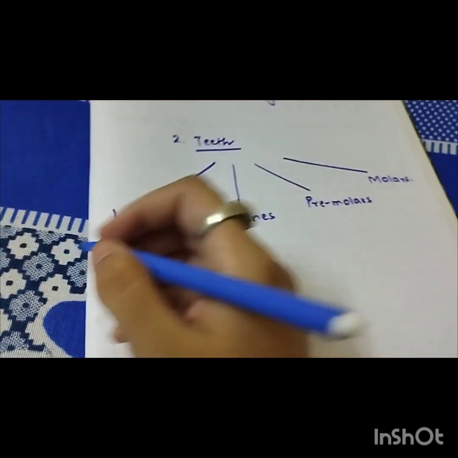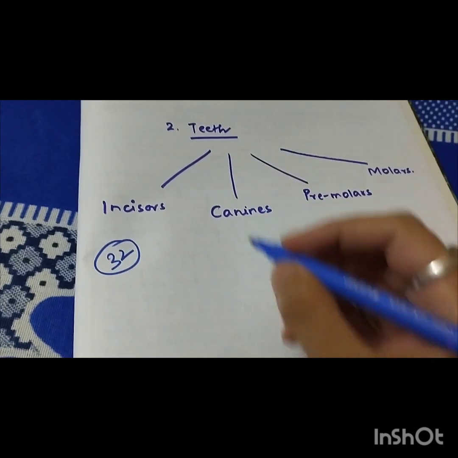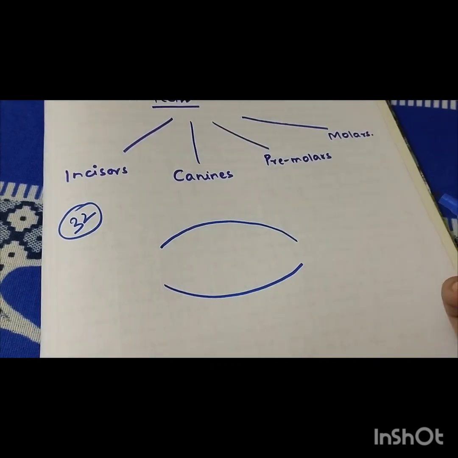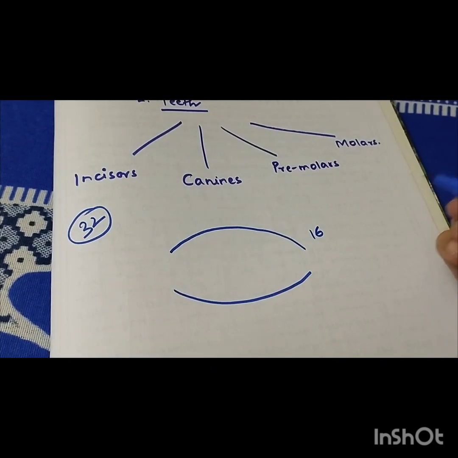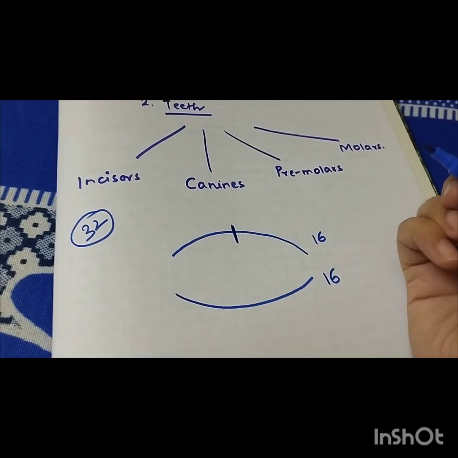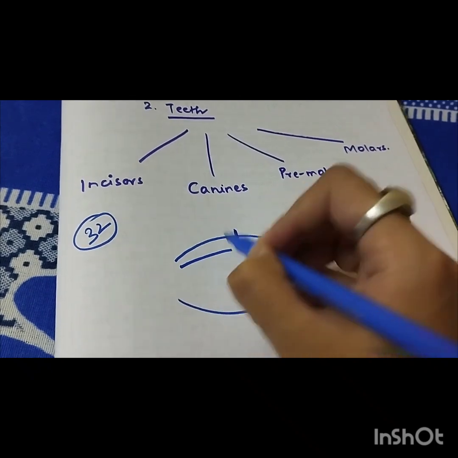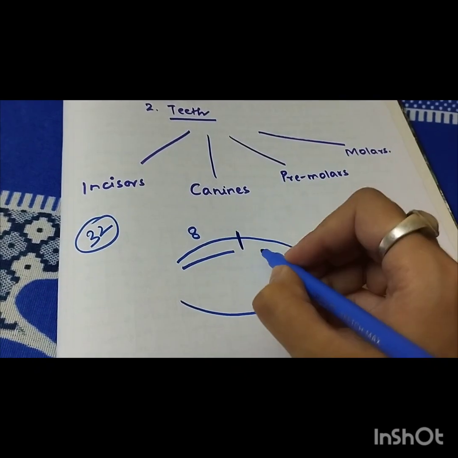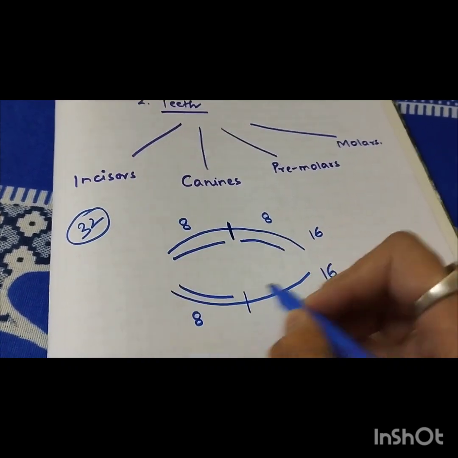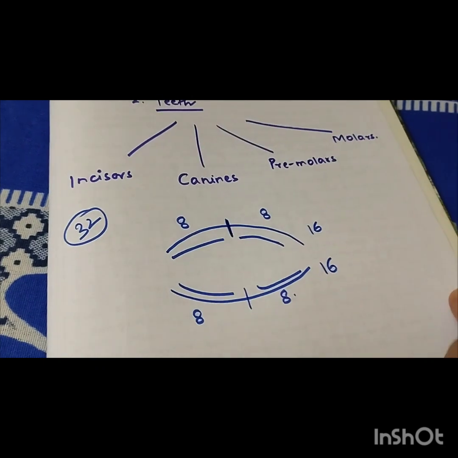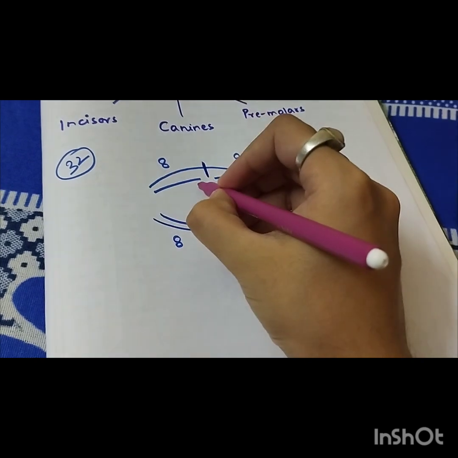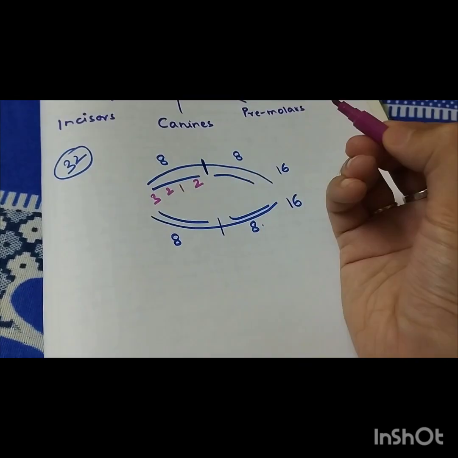We all know that we have 32 teeth, right? If we imagine this is our upper jaw, this is our lower jaw, we should have 16 teeth in the upper jaw and 16 teeth in the lower jaw. If we put one half in the upper jaw, we will have 8 teeth in one section and the remaining 8 in the other section. Similarly, in the lower jaw section, 8 over here and 8 over here. So, the formula for the teeth arrangement for each half is 2, 1, 2, 3.